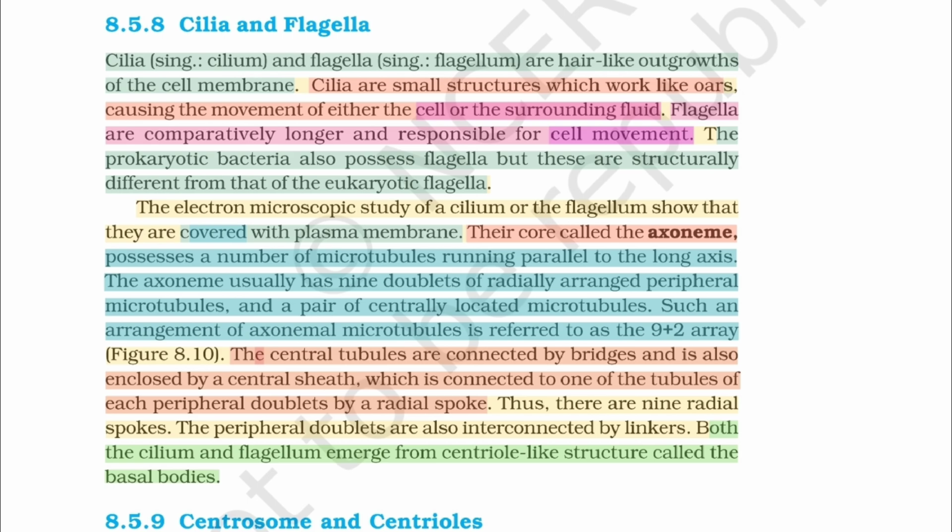The electron microscopic study of a cilium or the flagellum shows that they are covered with plasma membrane. Their core, called the axoneme, possesses a number of microtubules running parallel to the long axis. The axoneme usually has 9 doublets of radially arranged peripheral microtubules and a pair of centrally located microtubules. Such an arrangement of axonemal microtubules is referred to as the 9+2 array, figure 8.10.